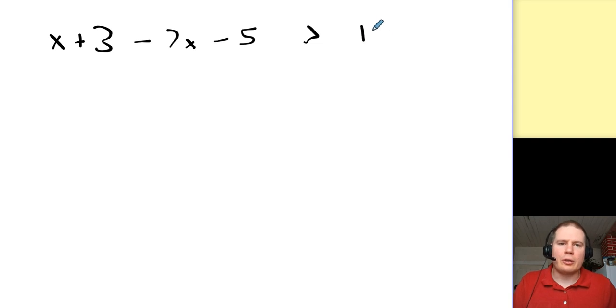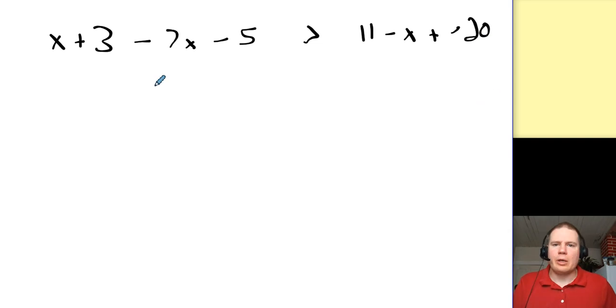All right, so let's look at an example of what I'm talking about there. If I have x plus 3 minus 7x minus 5 is greater than 11 minus x plus negative 20. I'm not just saying 3 minus 5 equals something.